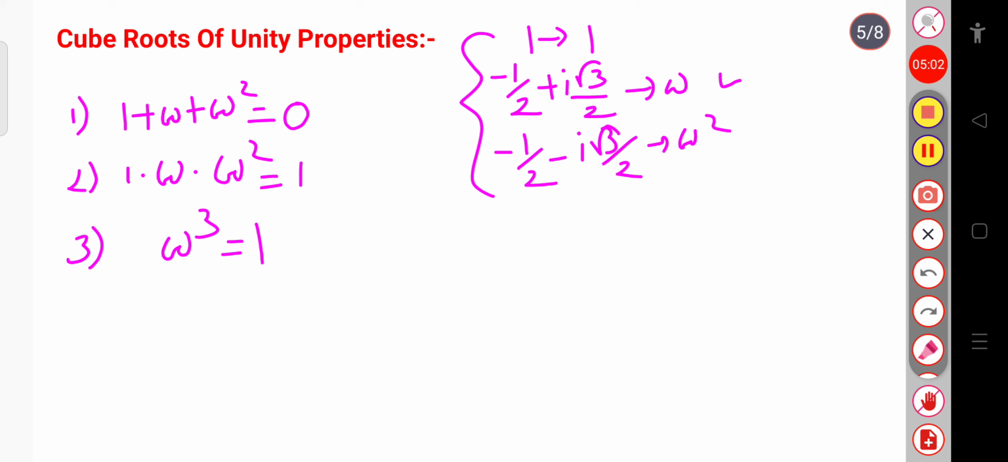Clear? Or simply we can write this as omega cube whole power n, this is also equal to 1, clear? These are some properties. Now let us take an example.